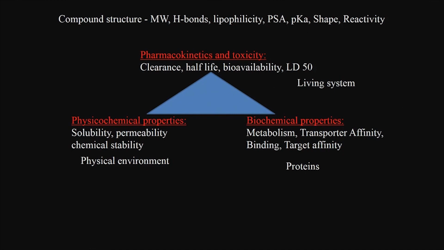Okay. Compound structure, what can I change? I can change molecular weight, I can change the hydrogen bond donors and acceptors, I can change lipophilicity, I can change polar surface area. PSA means polar surface area. pKa, that is dissociation, I can change shape, size, reactivity. So, all these I have control on, but we have to see how it affects the binding with the target protein, and then how its toxicity is affecting in living systems, what is its stability inside, what is its excretion inside, and half life and bioavailability.